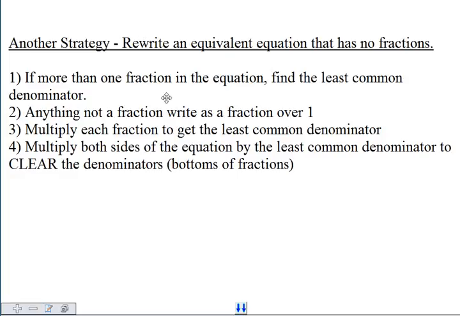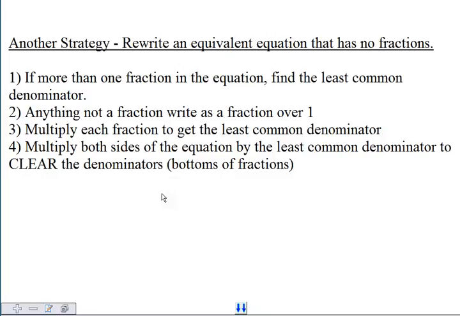Well, there's another strategy. We could kind of look at this as another way of simplifying, I suppose. But this is the strategy that I can use to get rid of fractions in my equation. This is an awesome strategy. I think that you'll find it to be really, really useful. I'll go over the four steps here, and you probably have these copied down in your notes already from class, and then we'll do an example here in a second.